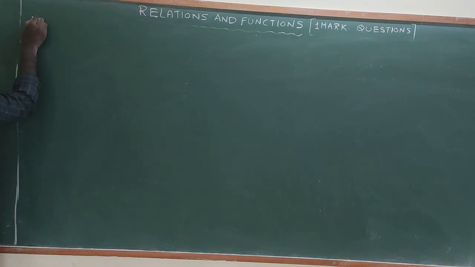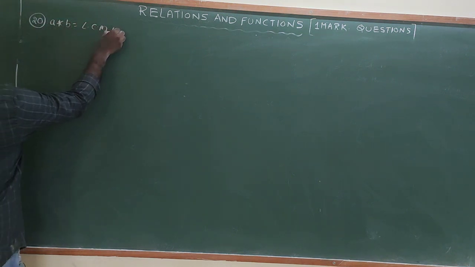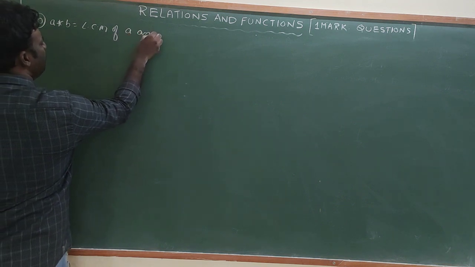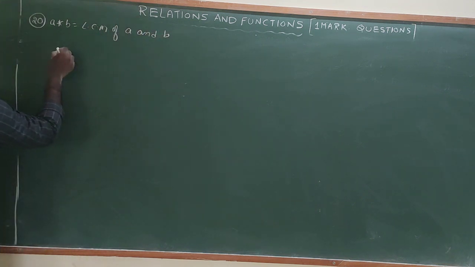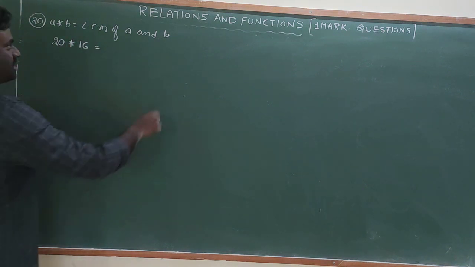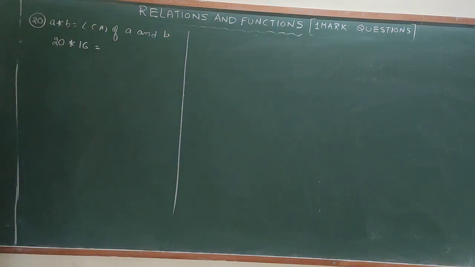Question number 20. These all questions are like this only. Then A star B is equal to LCM of A and B. Then find 20 star 16. That is the question. If A star B equals LCM of A and B, then find the value of 20 star 16. Solution.